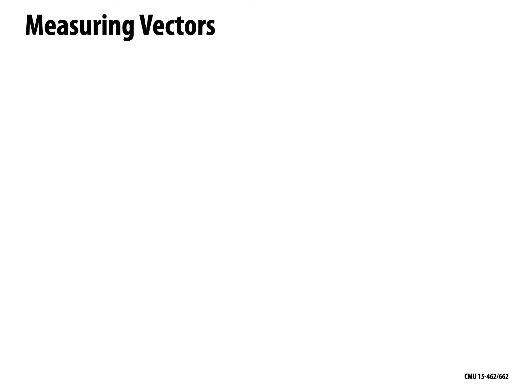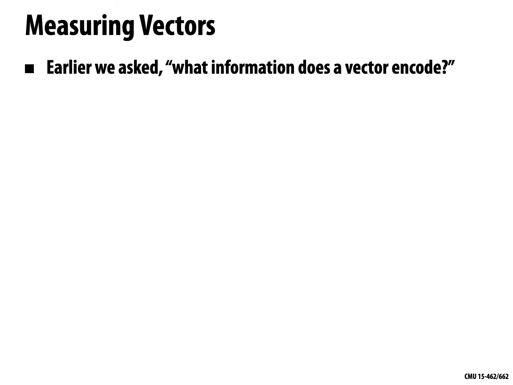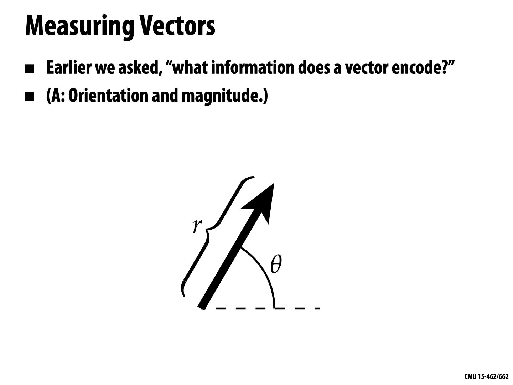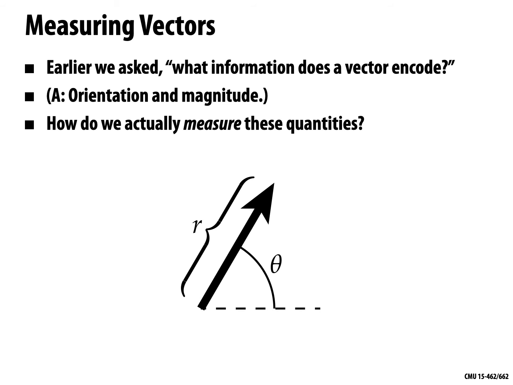All right. So early on, we asked, what information does a vector encode? Right? And our answer was, what? What are the two basic pieces of information that a vector encodes? Right? We said that it's orientation and magnitude. What direction is it pointing and how big is it? How do we actually measure these quantities? If I have a vector, how do I figure out theta and r?